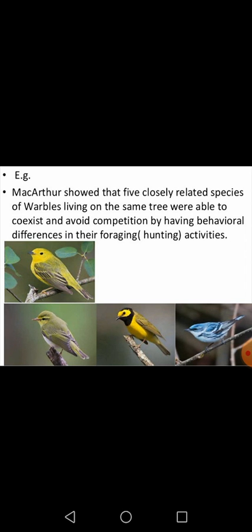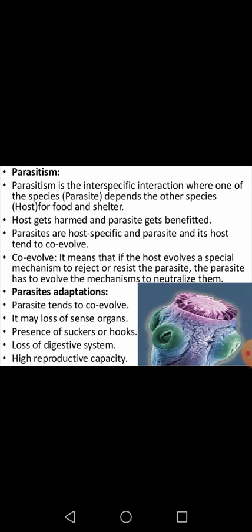He showed that 5 closely related species of warblers living on the same tree were able to coexist and avoid competition by having behavioral differences in their foraging and hunting activities. So MacArthur explained that there were 5 different species of warblers. Warblers are a kind of bird, and they were living on the same tree, but they changed their behavior, meaning they changed their foraging practices, their hunting practices, their feeding practices, and they survived together, and they adapted against the competition. Okay.